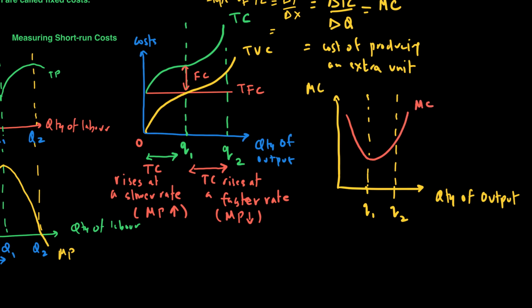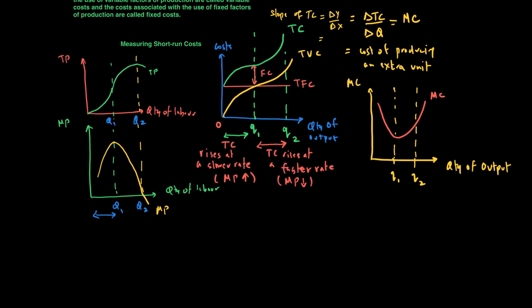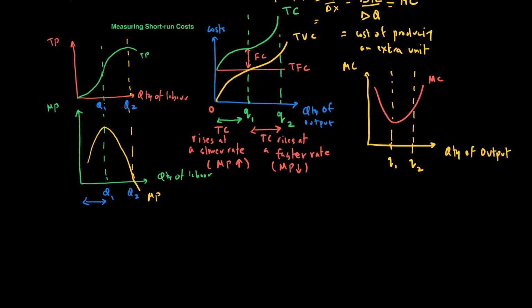Now marginal cost and marginal product have an inverse relationship. When your MP is rising, MC is falling. When MP peaks, let's call it point X, this point Y is where MC will be at its minimum, and when MP falls, marginal cost rises. So there's an inverse relationship between MP and MC: where MP rises, MC falls.